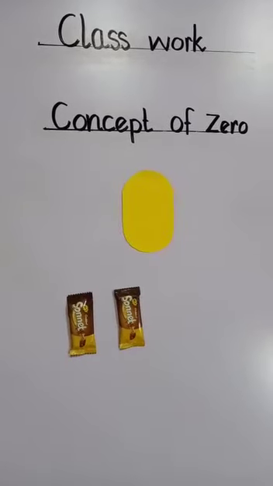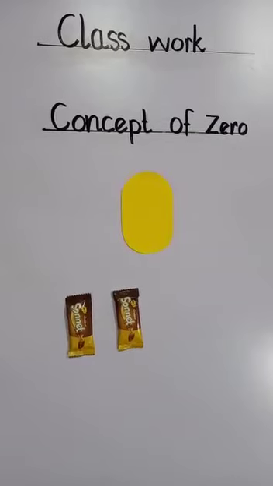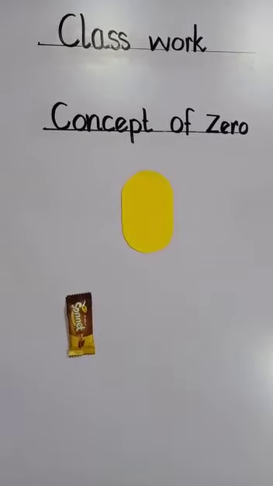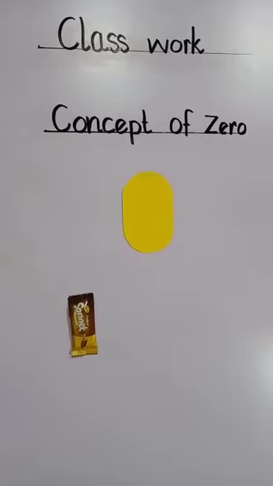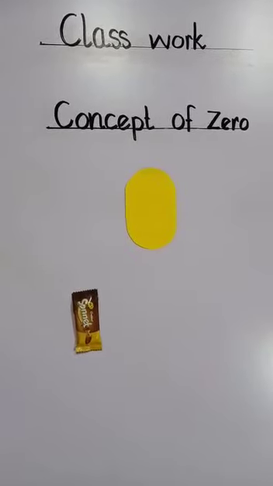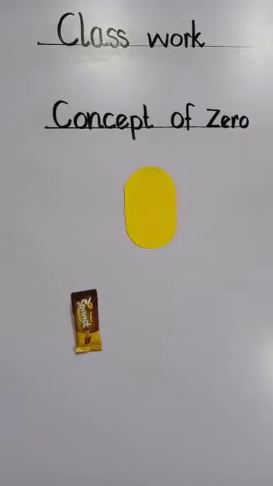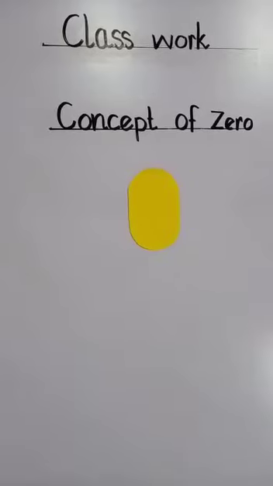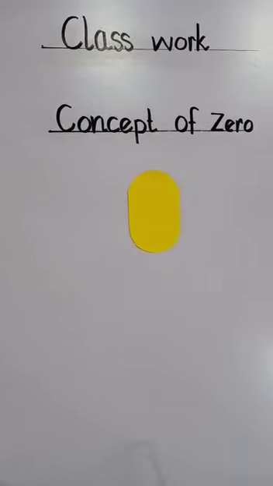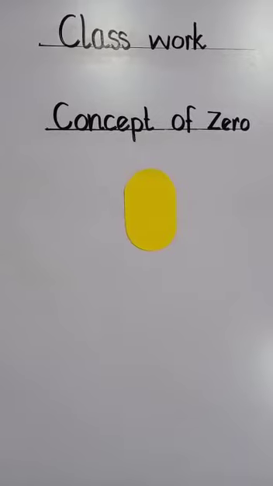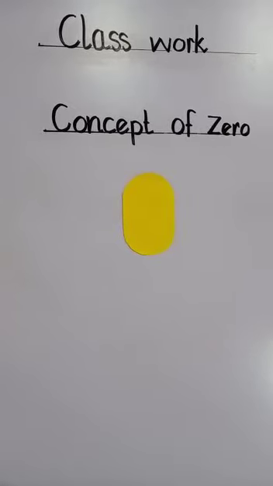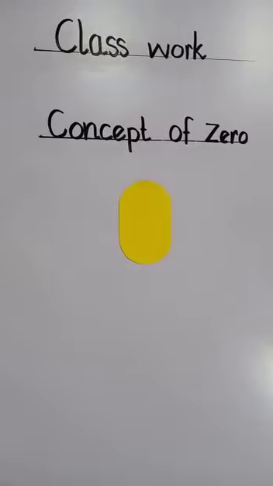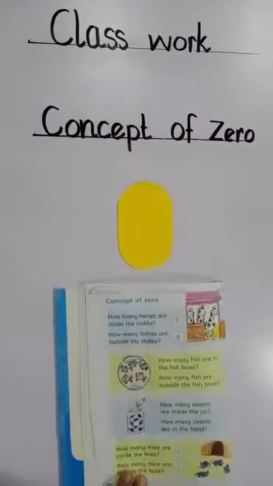Dear students, I have two chocolates. I add one more chocolate. How many chocolates left? Let's count. 1. So now we have one chocolate. I have one chocolate. I add one more chocolate. How many chocolates left? Let's count. None. 0. 0 is nothing. Zero is nothing. So, dear kids, now all students open your maths book page number 4.